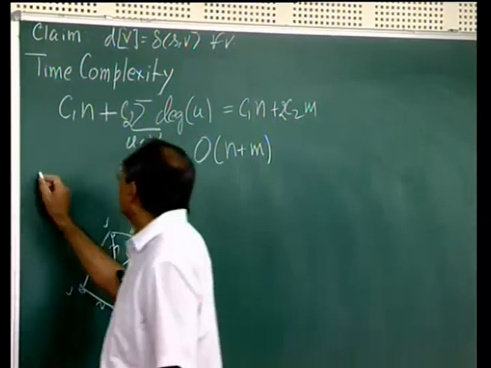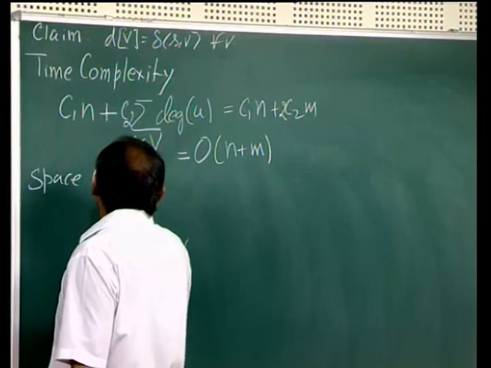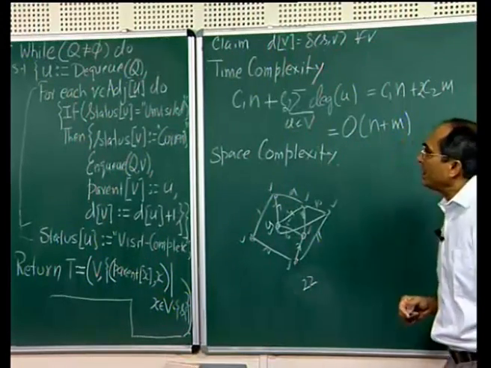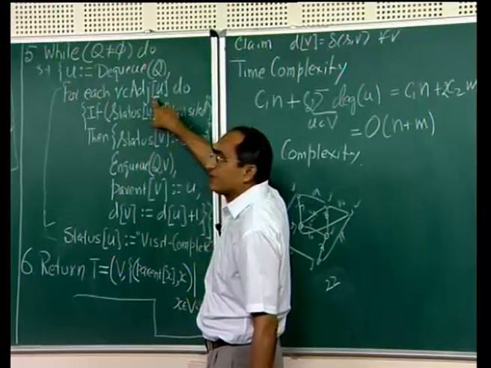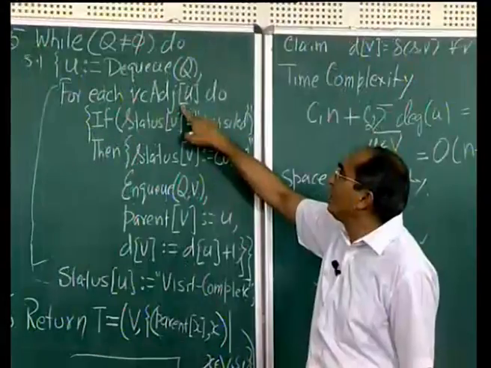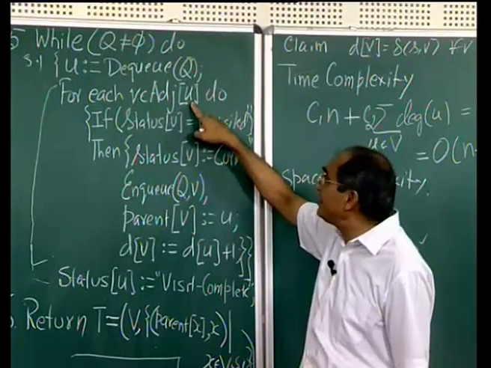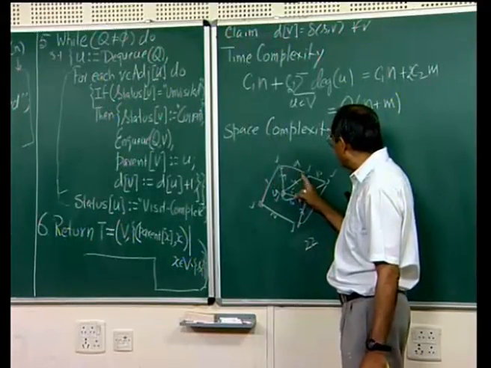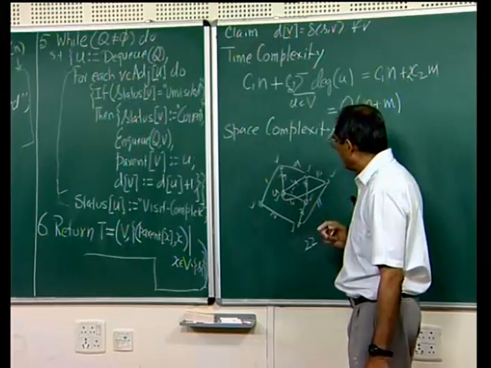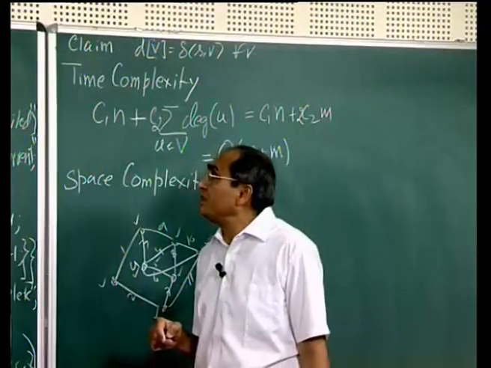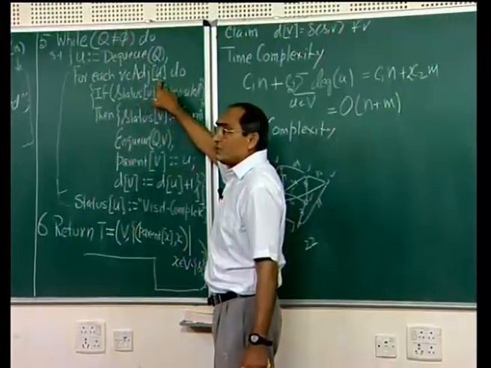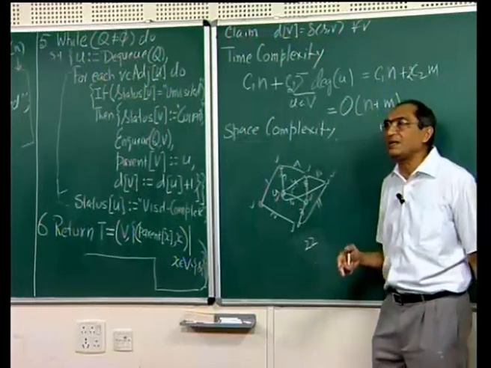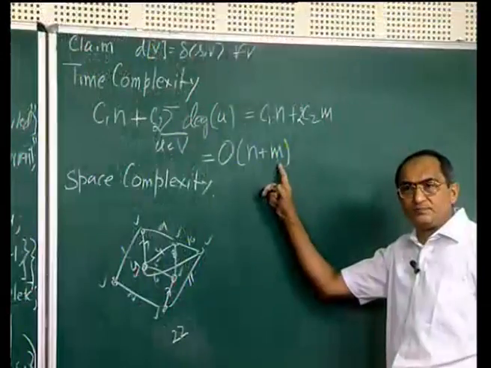The space complexity. Note that the major data structure we have used here is the adjacency list, in which for every vertex we store the list of all the vertices which are adjacent. So for u we must have stored in a list this vertex, this vertex, this and this vertex. So the length of the list for u is exactly the degree of u. Hence, the total space used is the sum of the degrees of the vertices, which is 2 times m.